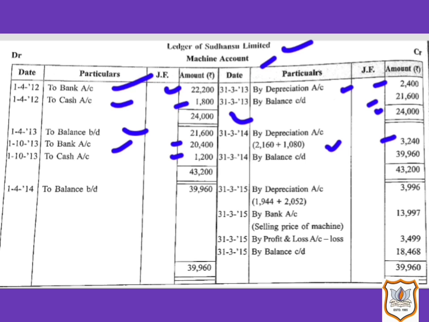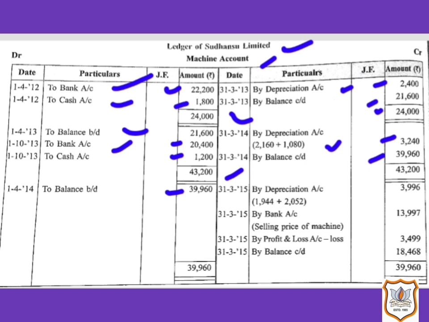So now here the total of the debit side is more, that is 43,200. If we deduct depreciation, that is 3,240, from this, here we will get the closing balance at the end of the second year, that is 39,960. Now this will be called the opening balance of the next new period that begins from 1st April 2014 and ends on 31st March 2015.